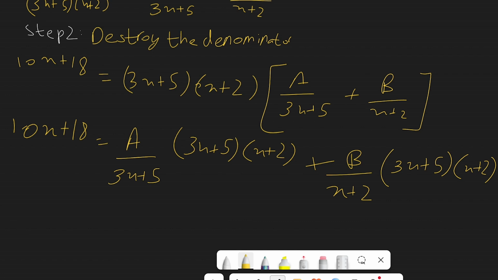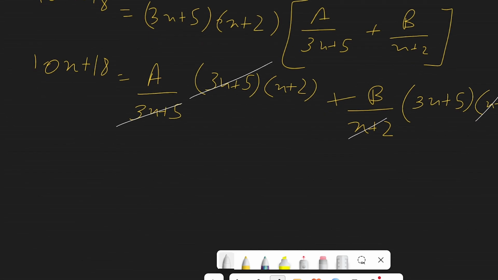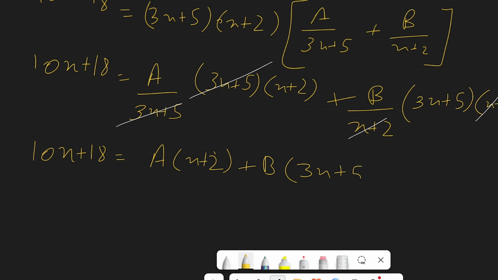Now let's see the first term over here. You can see that 3x plus 5, 3x plus 5 is common, so we can cut that out. And in this part we have x plus 2 common, so we will cut that out. Okay, x plus 2, x plus 2, so we are left with 10x plus 18 is equal to a into x plus 2 plus b into 3x plus 5.